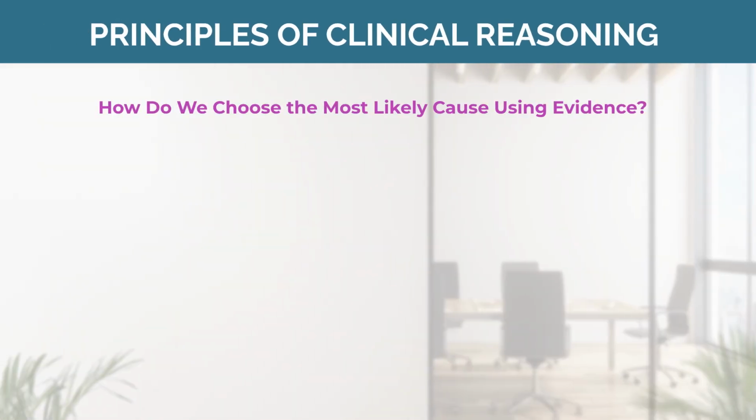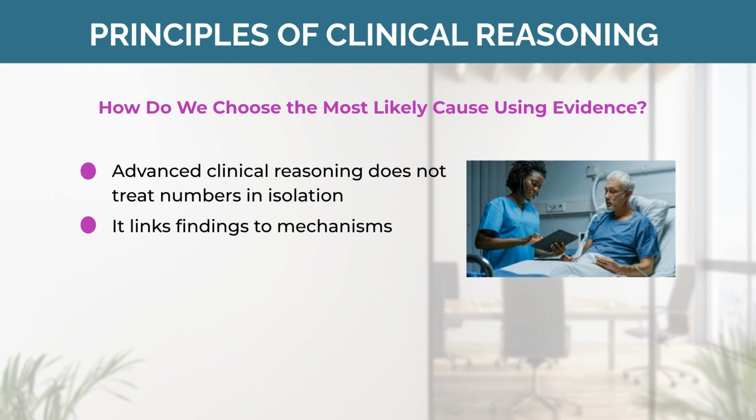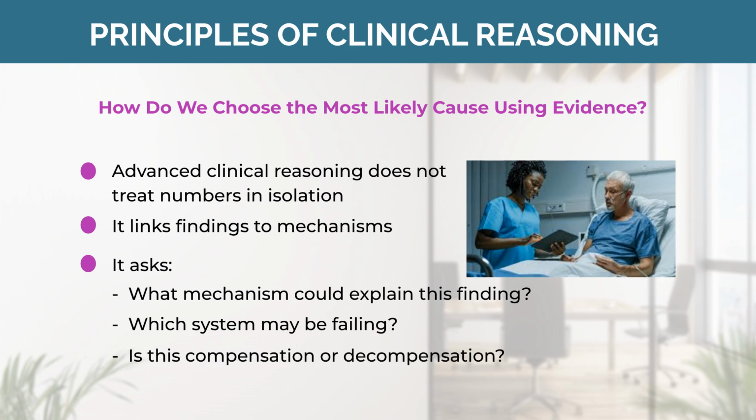Now, how do we choose the most likely cause using evidence? Advanced clinical reasoning does not treat numbers in isolation. It links findings to mechanisms. It asks, what mechanism could explain this finding? Which system may be failing? Is this compensation or decompensation?